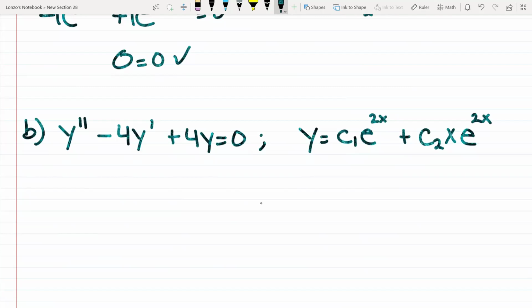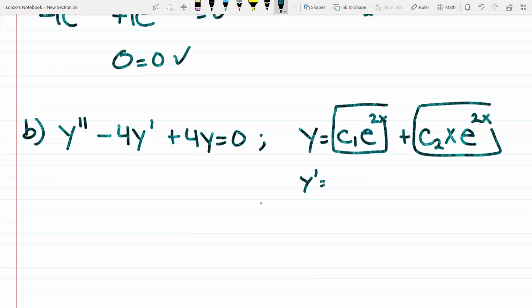Okay, letter B. They give us a solution of this, and we have to verify it. So what we need to do is find y prime and y double prime. We already have y, right? So let's find y prime. Do you see the C1 and C2? Those are constants. When you take a derivative, you could just take them out for a bit and then bring them back in. So what I mean is we have two terms. This is the first term, and this is the second term.